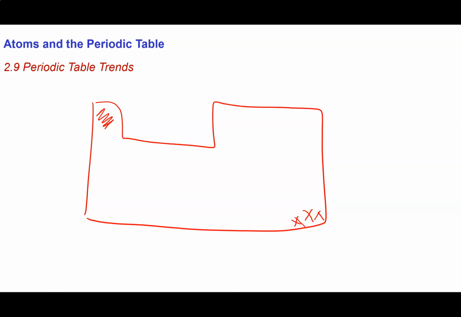So the basic premise is that the further elements are away from one another on the periodic table, the more different they are from each other, and the closer they are to each other on the periodic table, the more similar they are. The elements that are most similar are those that are in the same group, and that's because they have similar outer electron configuration.